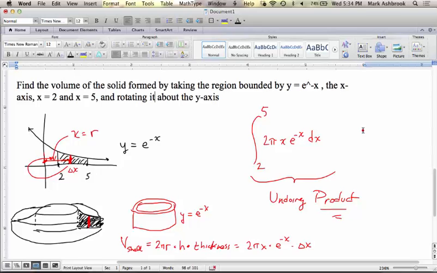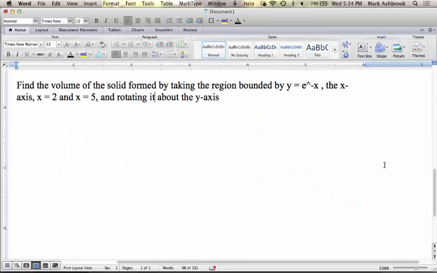So let's try number 17 in this section. I'll write it out. Here we go. Questions on this one? Are we good? Okay, so here we go. We're going to find the volume, so I'll take the region bound by y equals 4x minus x squared.